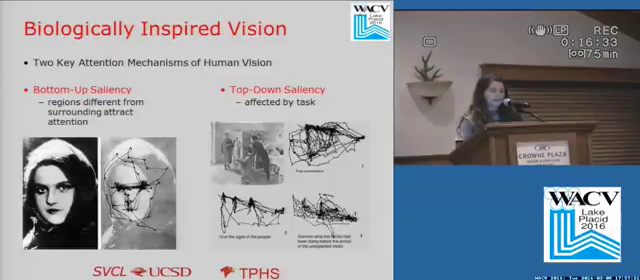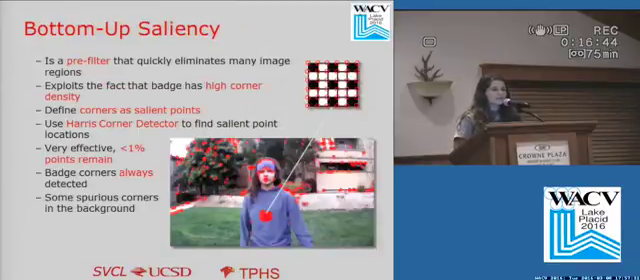In order to make the algorithm fast enough to achieve real-time speeds, we based it off of two key attention mechanisms of human vision: bottom-up saliency and top-down saliency. Bottom-up saliency was implemented using the Harris corner detector, which finds the corners in the image and exploits the fact that the badge has a high corner density. And so this eliminated many regions in the image, but various regions that contain random objects with large numbers of corners were also sent through.